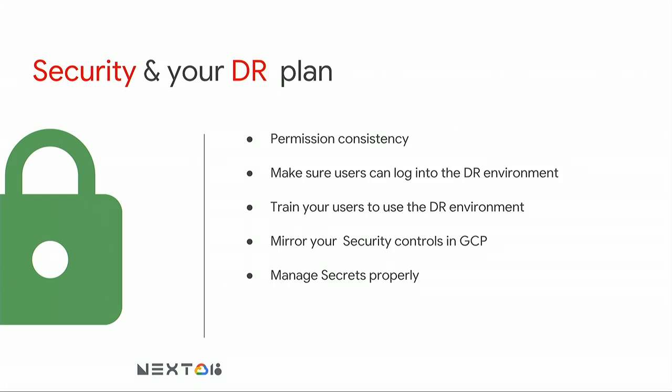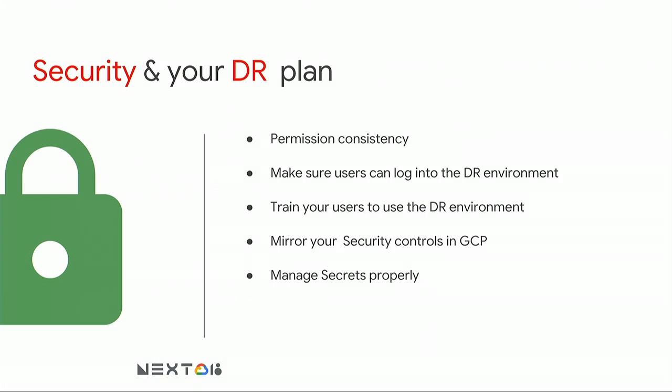Security in your DR plan. Okay, you need to maintain permission consistency between your on-prem and GCP, okay? You've set up controls on-prem or in another cloud, and you need to mirror that when you fail over. The permissions you put in place shouldn't be forgotten about. Make sure your users can log into the DR environment. Don't expect them to be able to log into the DR environment for the first time when you have a disaster. Practice.